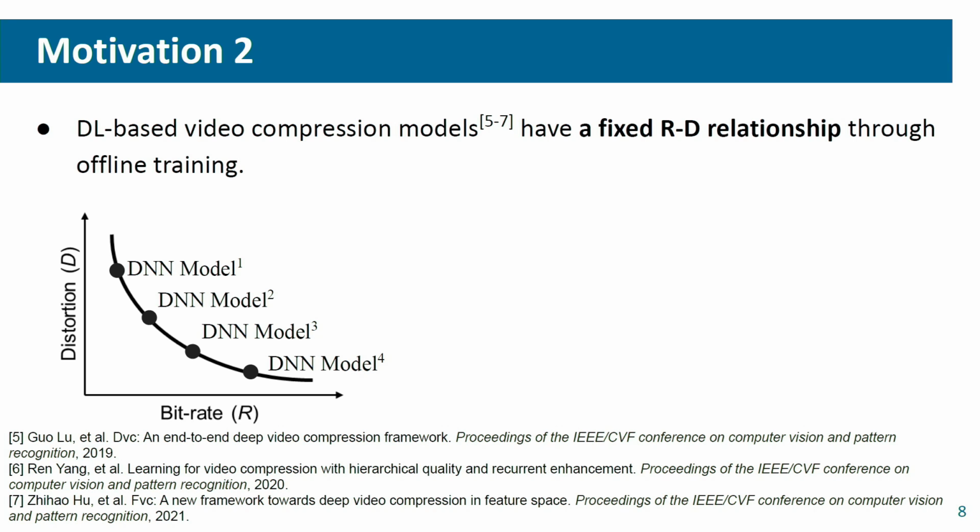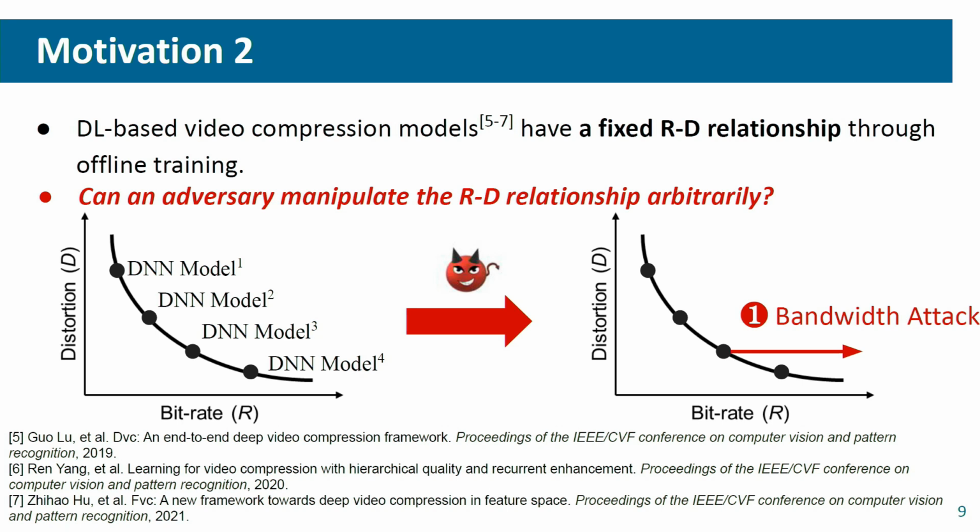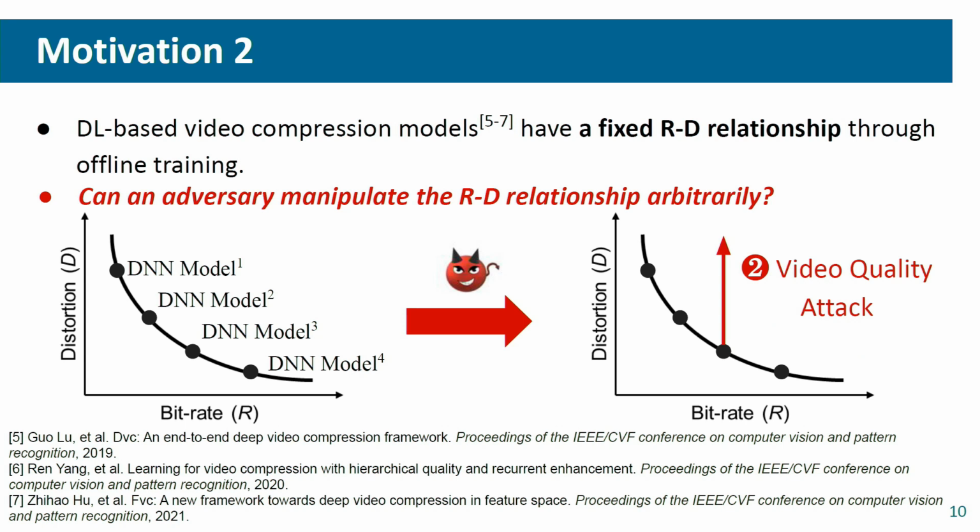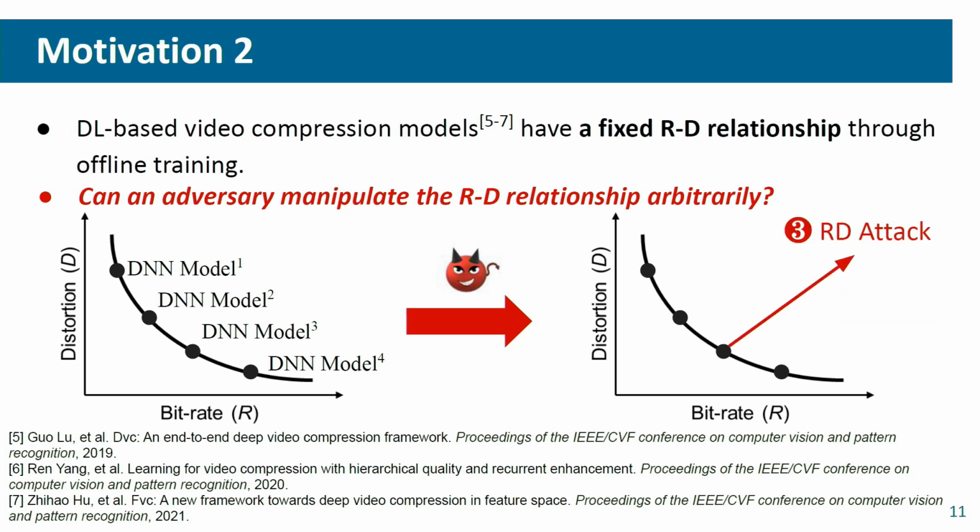In this paper, we propose 3 new types of adversarial attacks. First, our bandwidth attack can increase the bit rate while maintaining the distortion. Second, our video quality attack can increase the distortion at a given bitrate level. Finally, our RD attack can increase both the bitrate and the distortion. So we will show how to realize those attacks in the later slides.